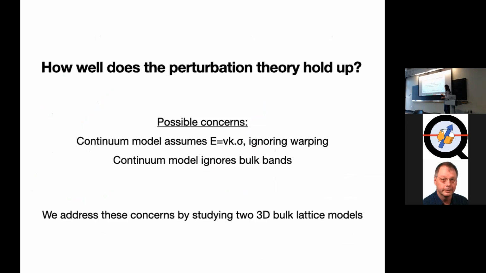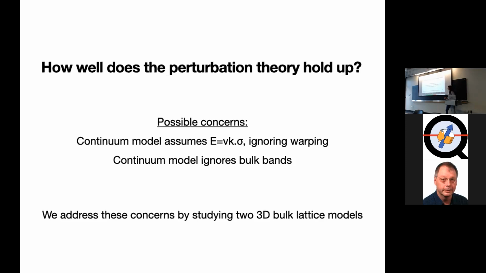So then the next question is, how much can we trust the perturbation theory? It was a very, very simple model. So you might be worried, well, we used this isotropic Dirac cone and we only looked at the surface. It ignores any anisotropy, which we know occurs to higher orders. And secondly, it ignores any coupling to the bulk bands. So those are the things that we want to address. And so that's why we made these 3D bulk models that I'm now going to describe.